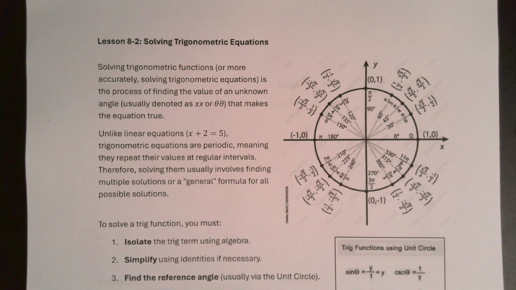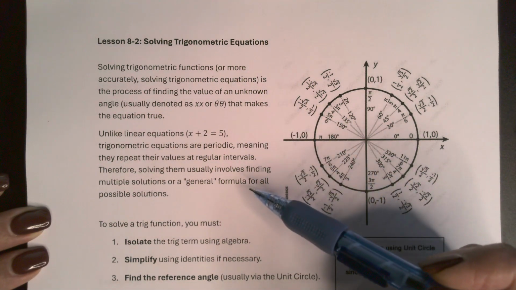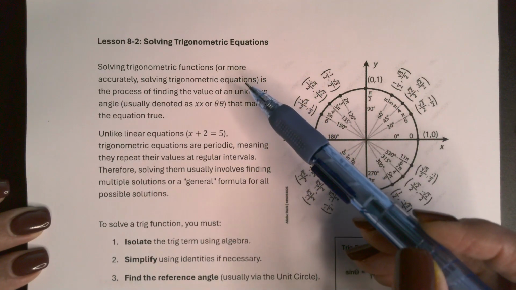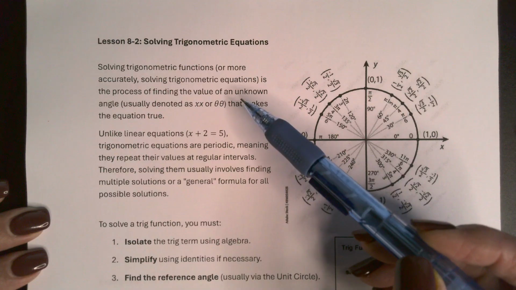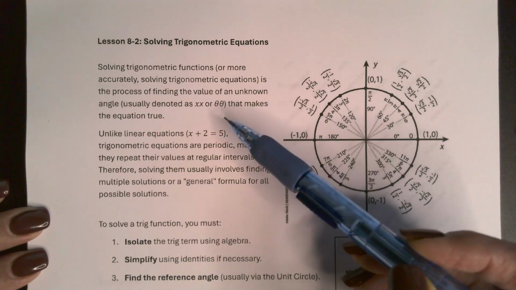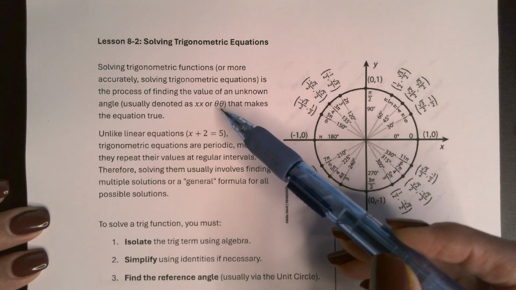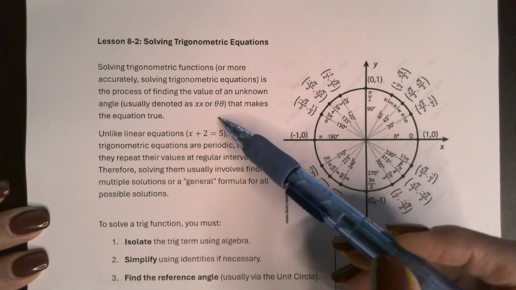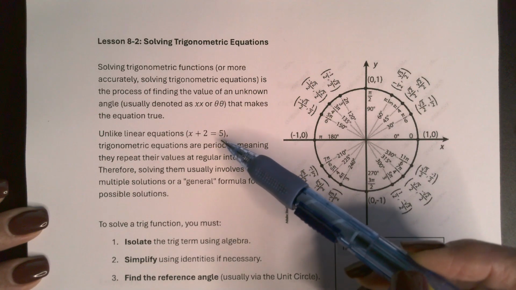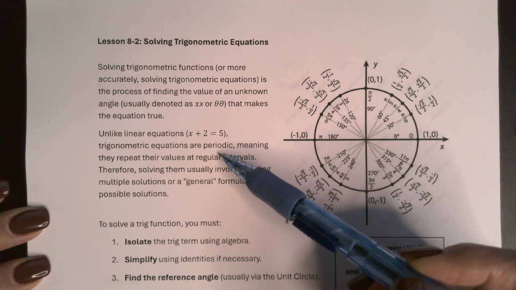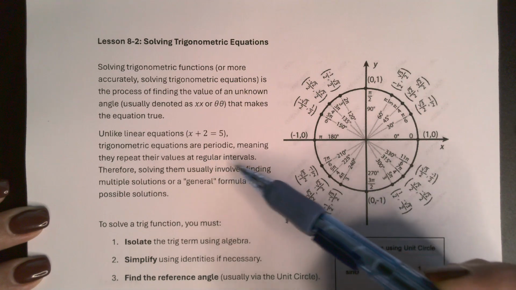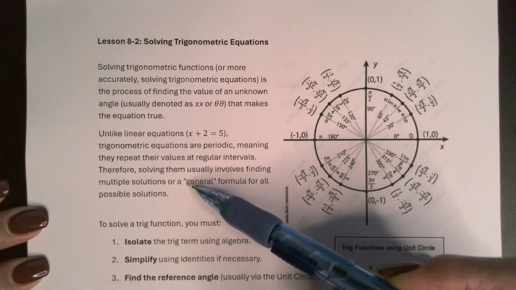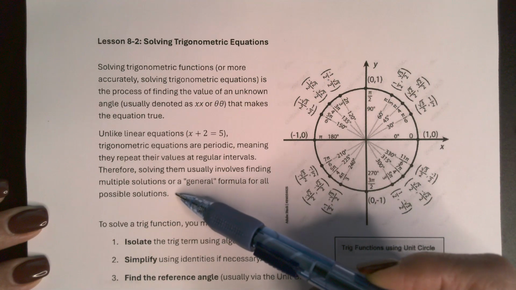So reading here in the beginning sentences, solving trig functions, or more accurately, solving trigonometric equations, is the process of finding the value of an unknown angle, usually denoted as x or theta, which makes the equation true. Unlike linear equations, x plus 2 equals 5, trig equations are periodic, meaning they repeat their values at regular intervals. Therefore, solving them usually involves finding multiple solutions or a general formula for all possible solutions.